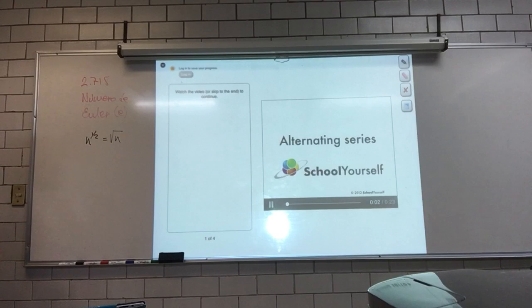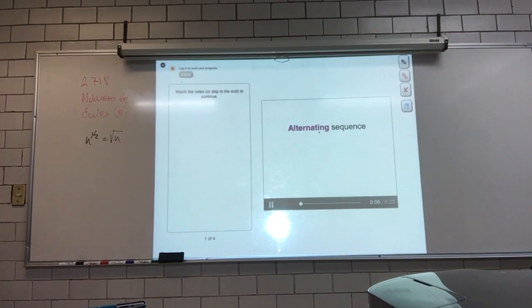Here we look at series that are alternating. An alternating sequence or series is one that switches between positive and negative terms, like this one here. 13 is positive, then minus 5 is negative, 2 is positive, minus 1 is negative, 4 is positive, and the next term here would be negative. Which of the following series is an example of an alternating series?